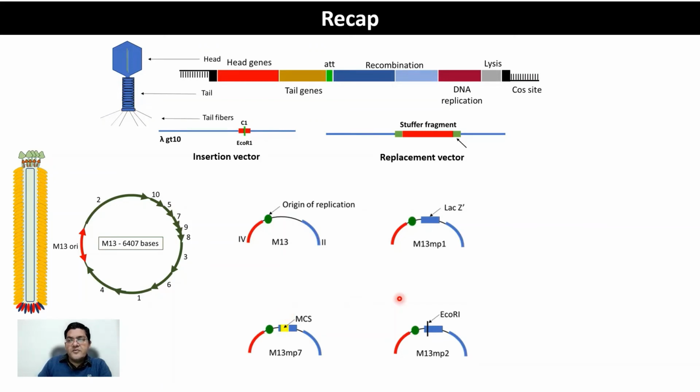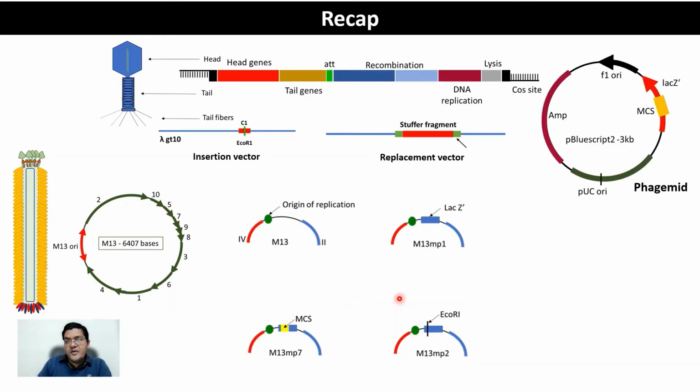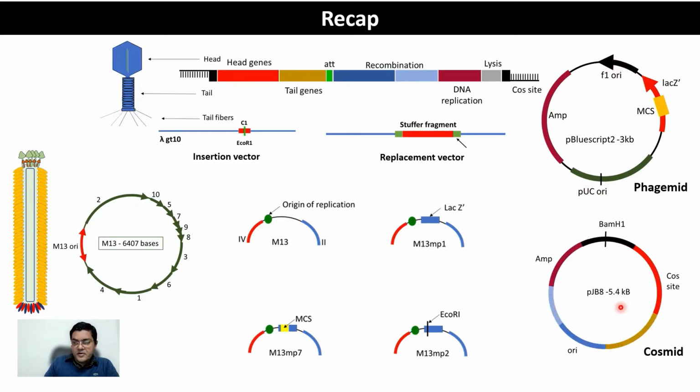Towards the end of the lecture, we talked about Phagemid, which is basically, as the name indicates, a combination of phage and plasmid. And here, if you see, you have a pUC origin of replication and you also have an F1 origin of replication. Then towards the end, we discussed cosmid. Cosmid, as the name indicates, is a combination of the cos sites and the plasmid. So here, this is your cos sites, this is your resistance marker, this is the origin of replication. And then you have your additional restriction sites.